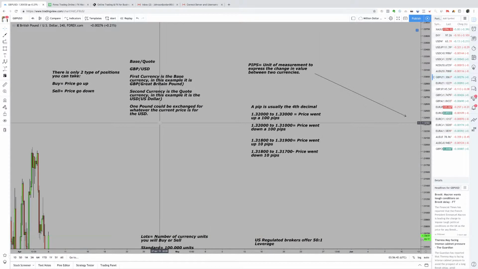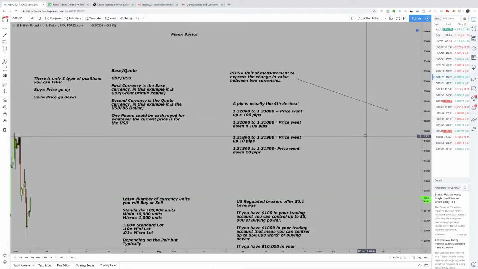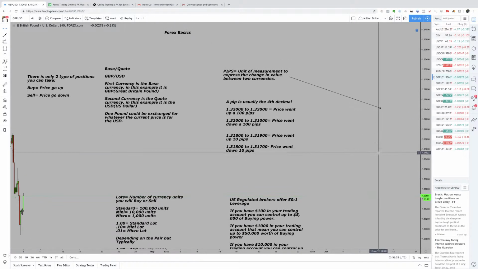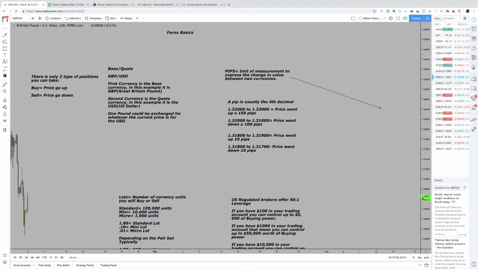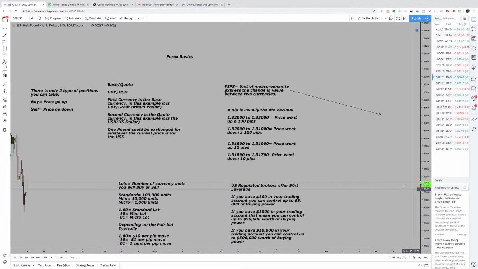Just some economics behind it. 1 pound can be exchanged for whatever the current price is. So your base pair, you're going to be exchanging it for the current price. For example, 1 pound is equivalent to where price is at right now. You see where my arrow is, the green is where price is currently at. So 1 pound is equivalent to approximately $1.30 of the US dollar. So the pound is worth more. The pound is worth more than the US dollar.